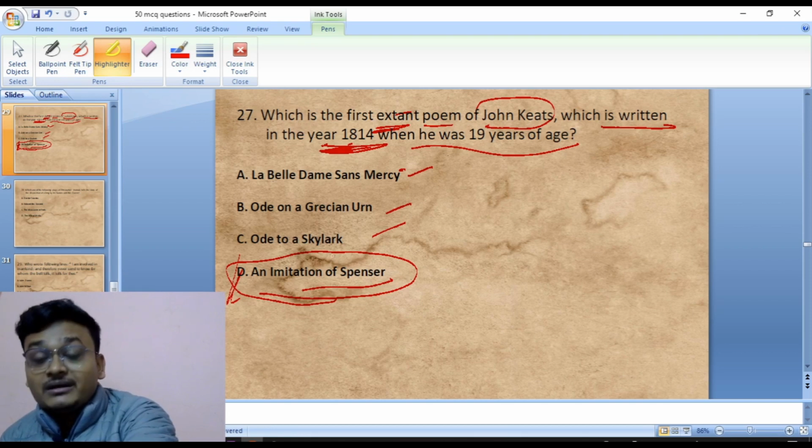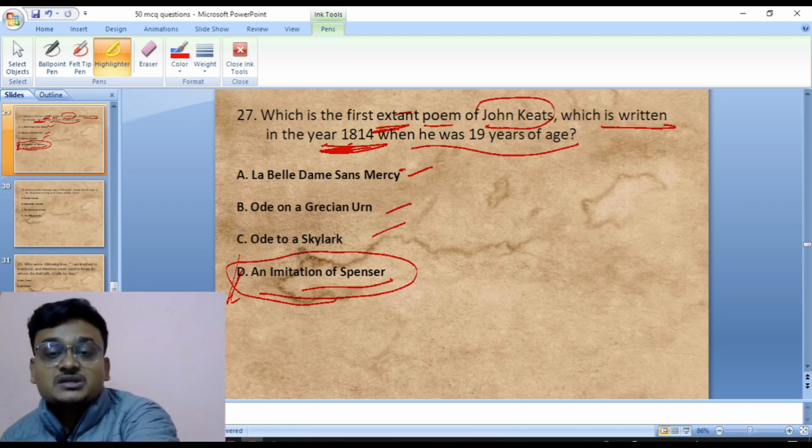He was actually very much influenced by Spenser's Faerie Queene.